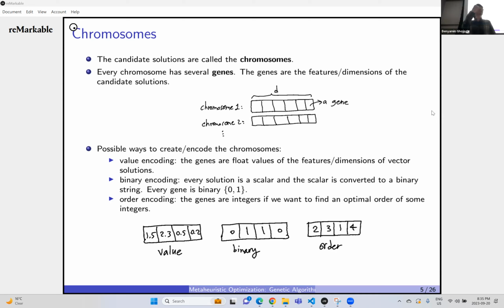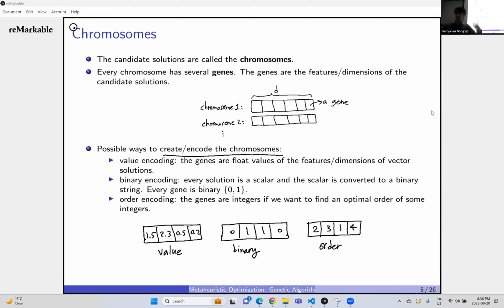As you know, every chromosome is a vector, right? It's an optimization variable, or vector or matrix, whatever. So the chromosomes have some genes. Therefore, you can consider the features of chromosomes as genes, and every chromosome has D genes if my optimization variable is a D-dimensional vector. Okay. So now, possible ways to create or encode the chromosomes.